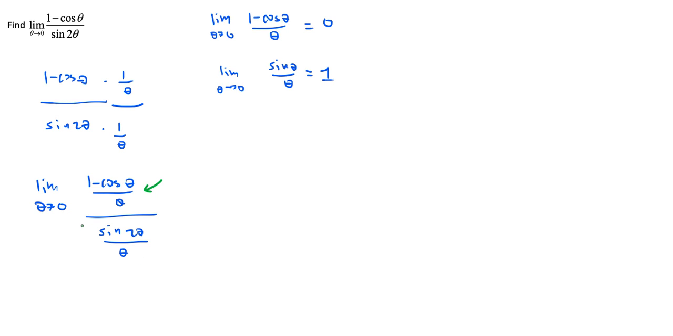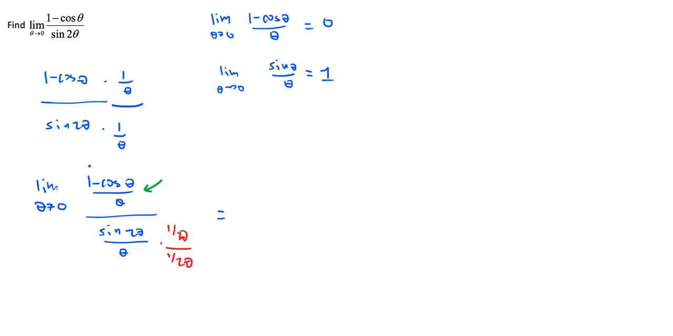But this is not good because we still end up with 0 over 0. So the key is this: this is a 2 theta right here. So we're going to do the same thing again. But we're going to multiply this by 1 over 2 theta divided by 1 over 2 theta here. And notice what happens.